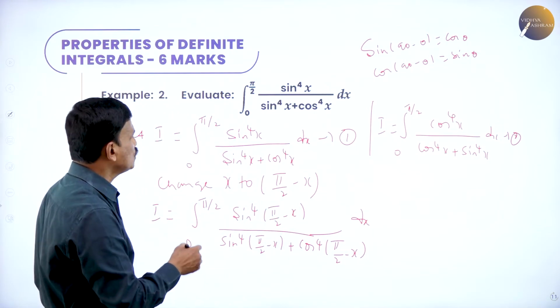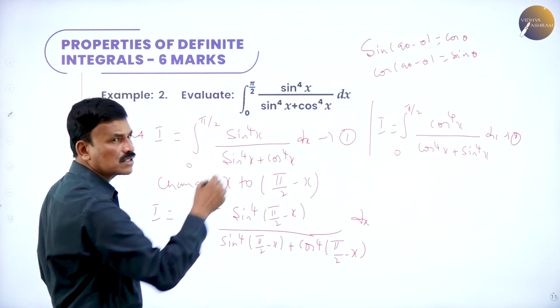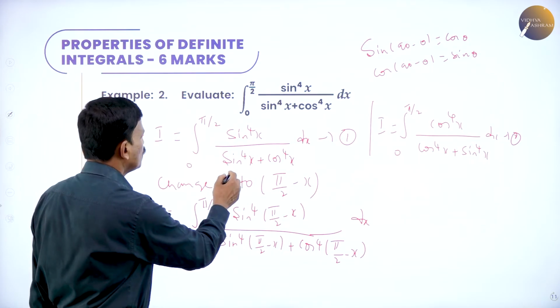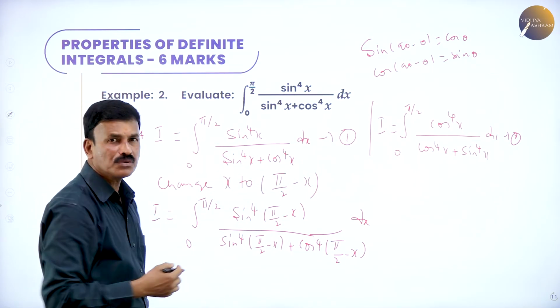Now see equation 1 and 2, sine to the power of 4x there, it is cos to the power of 4x, sine to the power of 4, cos to the power of 4 plus.